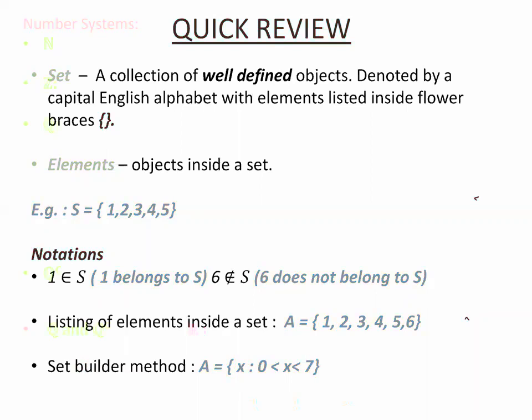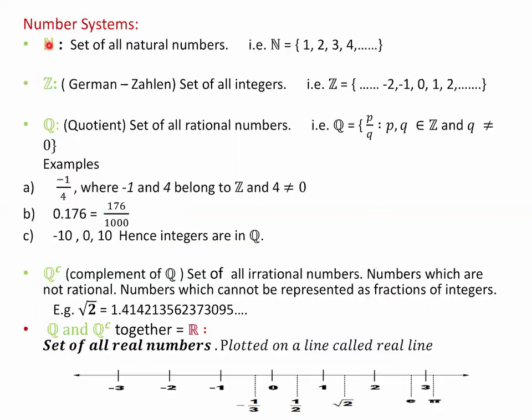Now we shall learn something about number systems. The first number system, I would like to explain based on sets. So you represent the set of all natural numbers by N. Natural numbers include elements 1, 2, 3, 4, 5 up to infinity. You can observe that 0 is not inside this set because 0 is not natural, and even negative numbers are not inside this set.